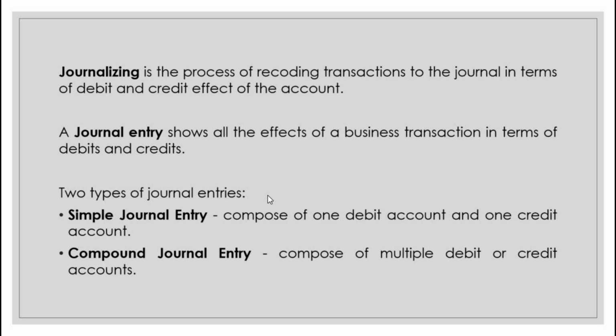So there are two types of journal entries. One is a simple journal entry, which is composed of one debit and one credit account. The other one is a compound journal entry, which is composed of multiple debit or multiple credit accounts. Meaning, pag compound journal entry, more than one ang either debit or credit or both.